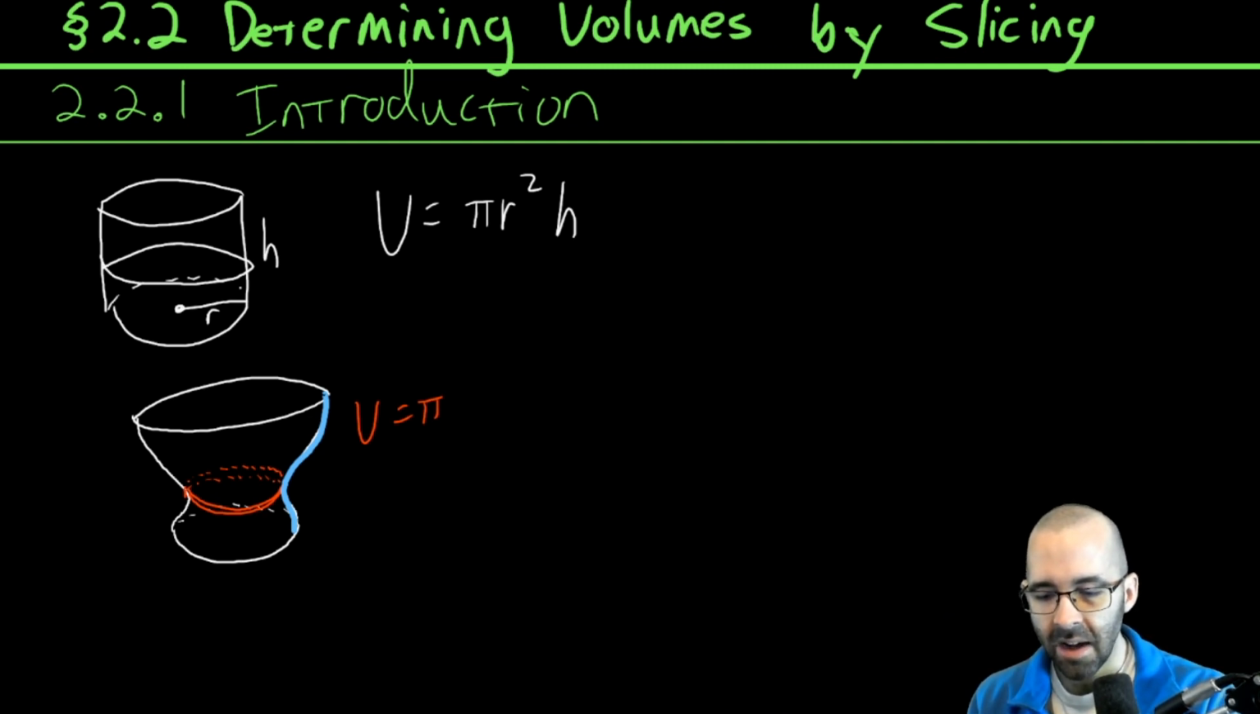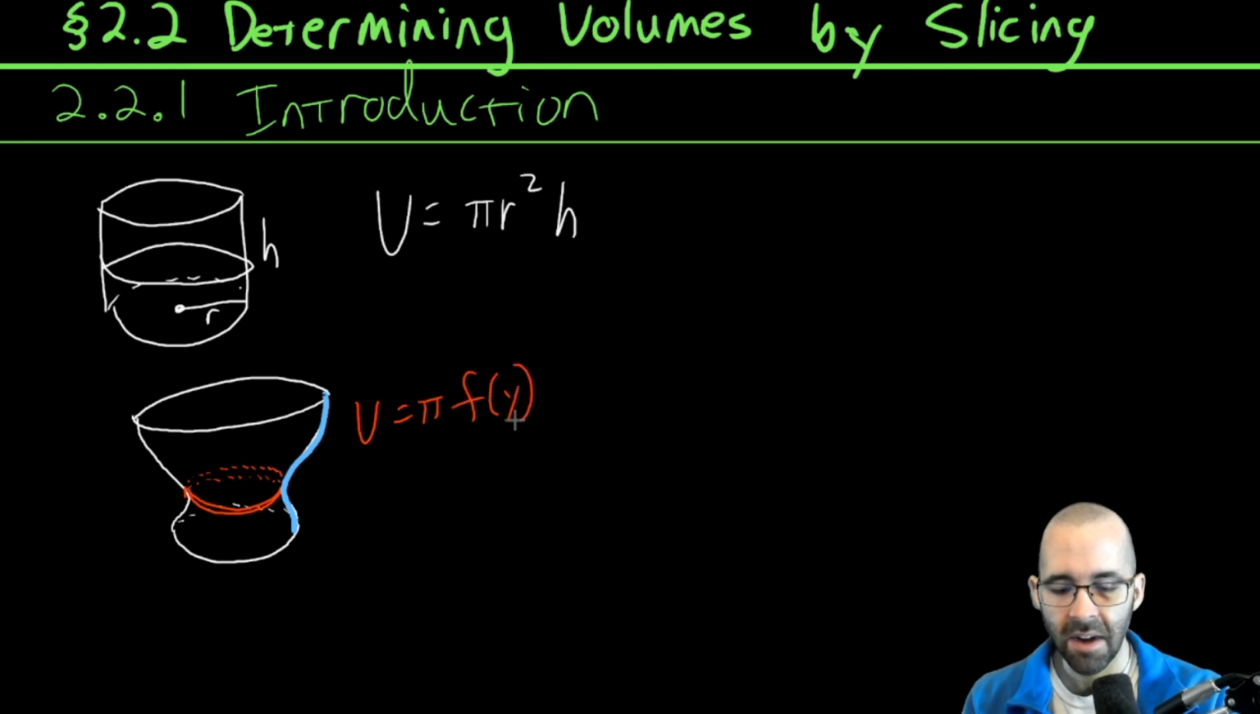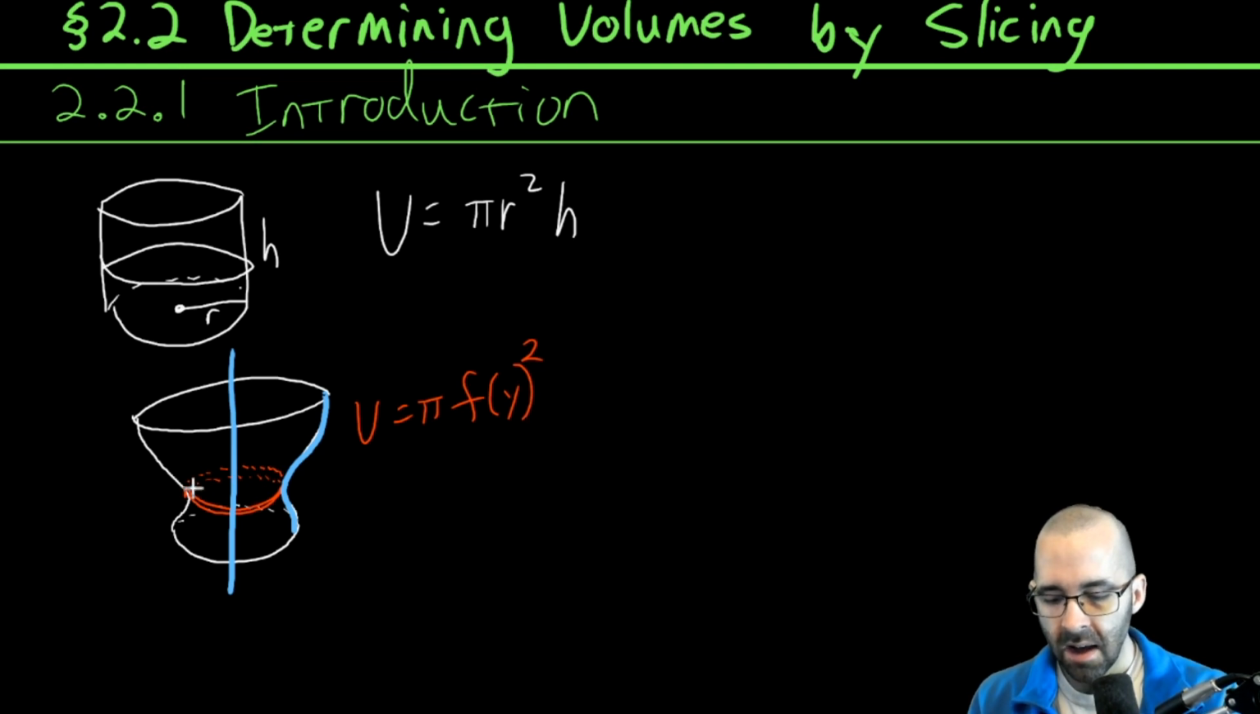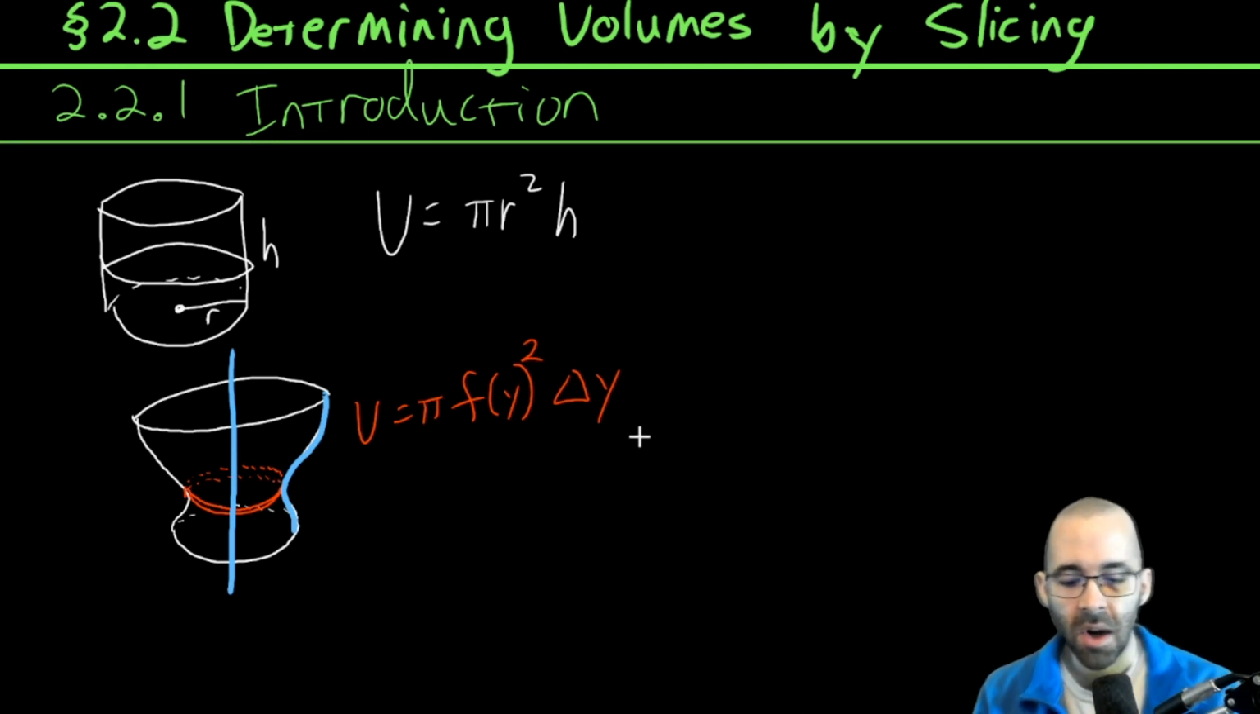So what we really have right here is that the volume of this tiny little thing is going to be pi times the radius, which again is going to be the function value. And here it's a function value of y because we're looking at a vertical graph instead of a horizontal graph. You could do it both ways. And that's getting squared. That's the area of that little guy. And what's the height of this tiny little cylinder? It's some really tiny thing that we can call dy or delta y.